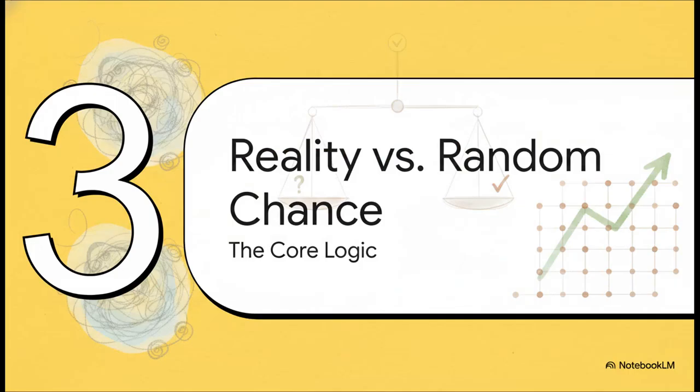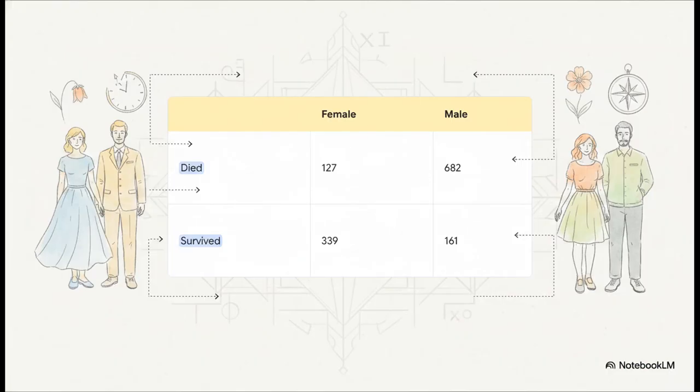So how does it actually do that? Well, at its core, it's this brilliant comparison between two things, what really happened and what we'd expect to happen if it was all just random chance. Okay, first, let's look at reality. These are what we call the observed counts, the actual real numbers from the historical records. And right away, you can see something's going on, right? 339 women survived, but only 161 men. And look at this, 682 men died compared to just 127 women.